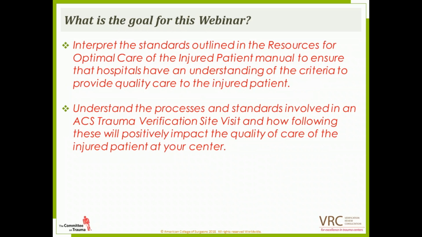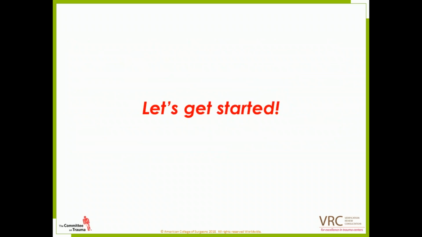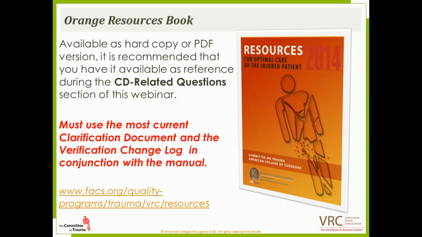The goal for today's webinar is to interpret the standards outlined in the Resources for Optimal Care of the Injured Patient Manual to ensure that hospitals have an understanding of the criteria to provide quality care to the injured patient, understand the processes and standards involved in an ACS trauma verification site visit, and how following these will positively impact the quality of care of the injured patient at your facility. So with that said, we're going to go ahead and get started.